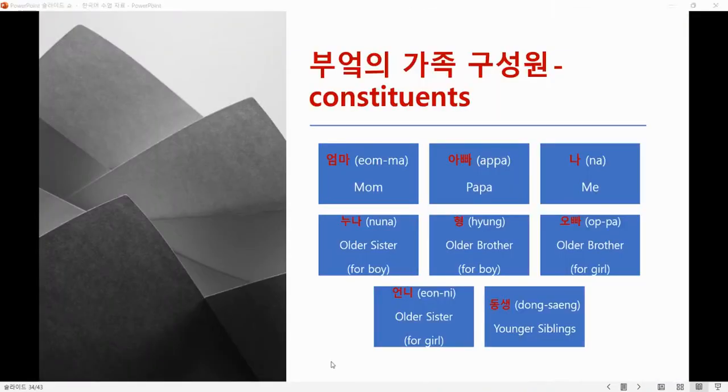First of all, the one who is always present, the one most present in the kitchen is our mom. Mom in Korean is 엄마. 엄마, mom, mama. 아빠 is papa. 아빠, papa. 나, of course, I like cooking, so I'll be there.